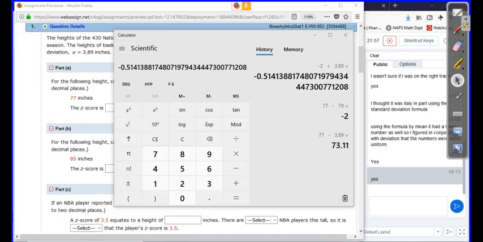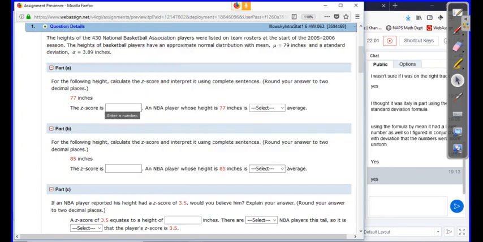And so in WebAssign, the way it's going to work is that I'm going to enter a z-score of negative 0.51. And who is shorter or taller? Well, obviously shorter than the average.